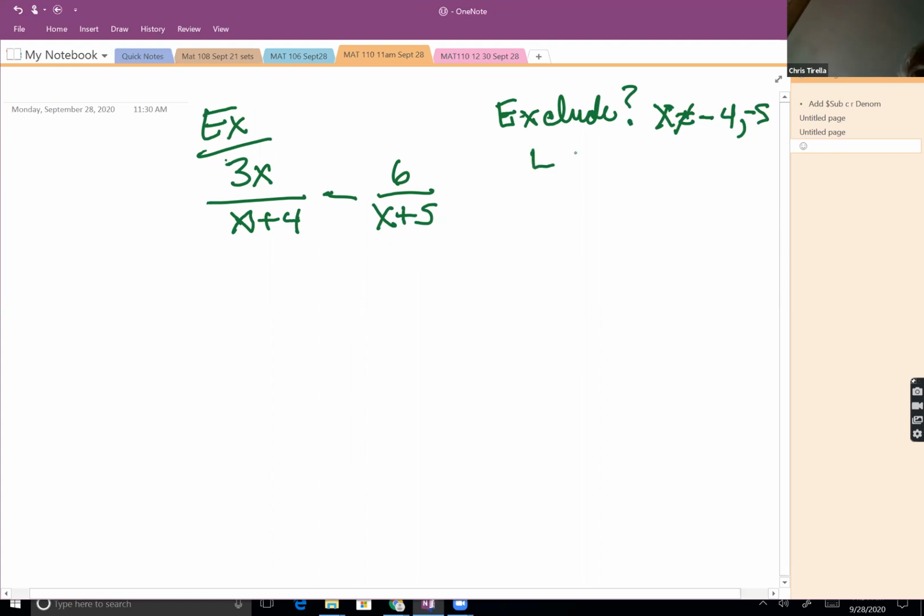Now we're going to come up with our common denominator. The only factor the first one has is x plus 4. The only factor the second one has is x plus 5. So for my common denominator, I'm just going to multiply those two. So far, so good.